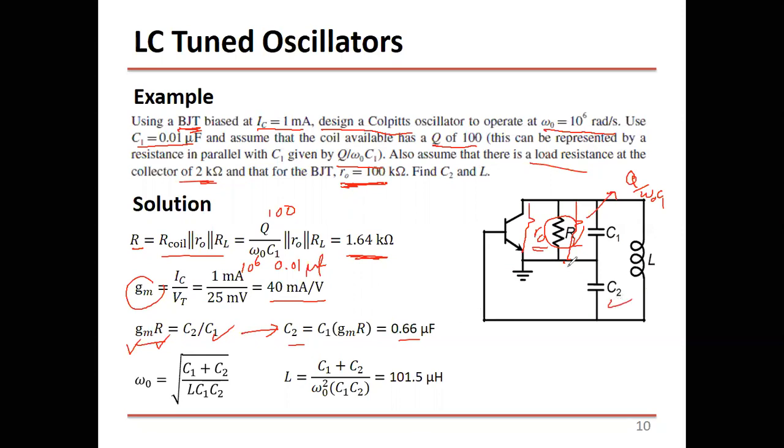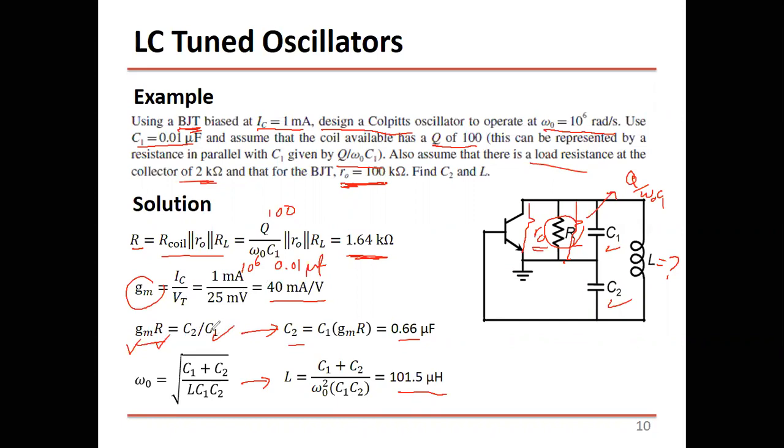Now we just need to find L. How to find L? We use the frequency of oscillation formula, which is the square root of C1 plus C2 over L times C1 C2. From this, we can solve for L, and L becomes 101.5 microhenry. So it's just a straightforward application of the two conditions of oscillation. You know some parameters and you find the others.